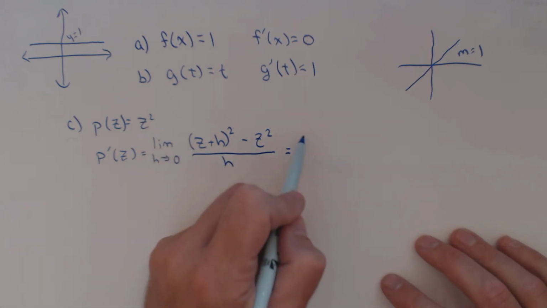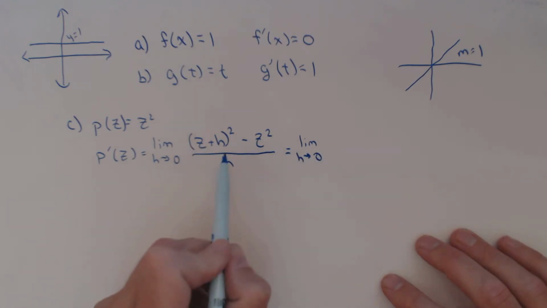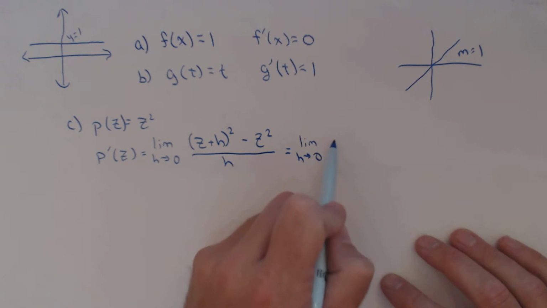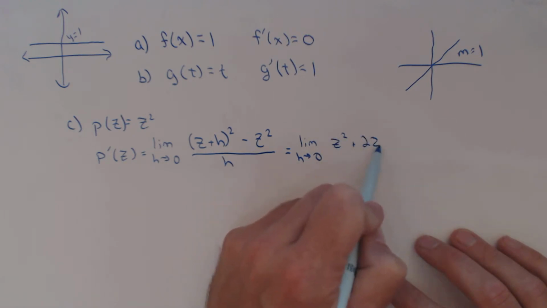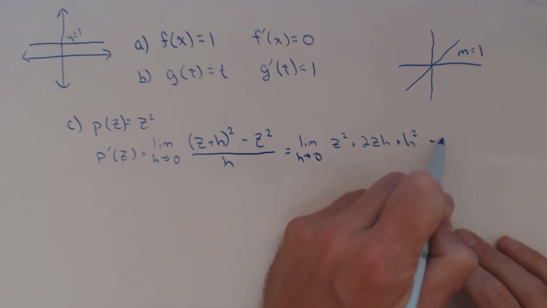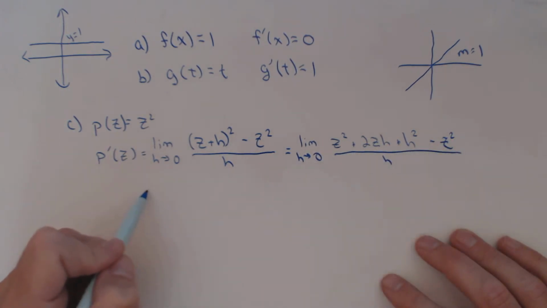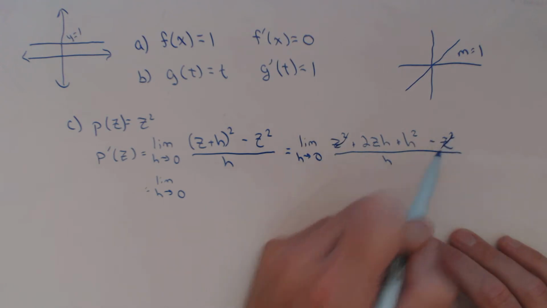The rest, now that we have it set up properly, is algebra. So we get the limit as h goes to 0. Most common mistake in this: z plus h squared is not z squared plus h squared. It has to be FOILed out. So you get z squared plus 2zh plus h squared minus z squared all over h, which is equal to the limit as h goes to 0. Notice what happens. The z squareds are going to cancel.